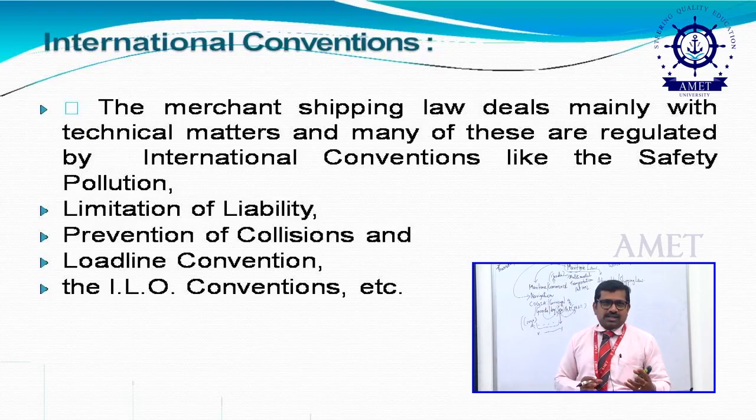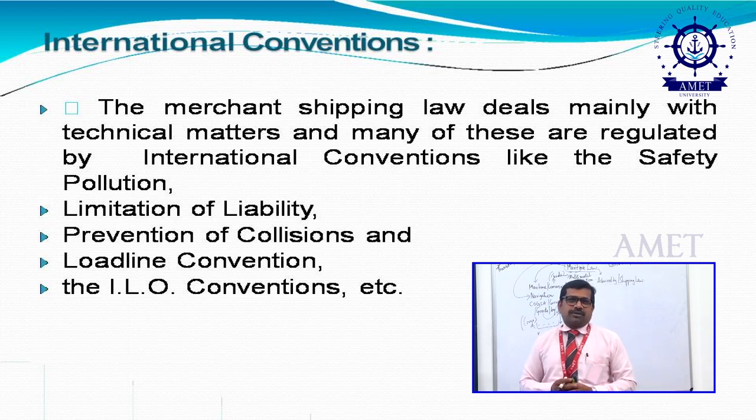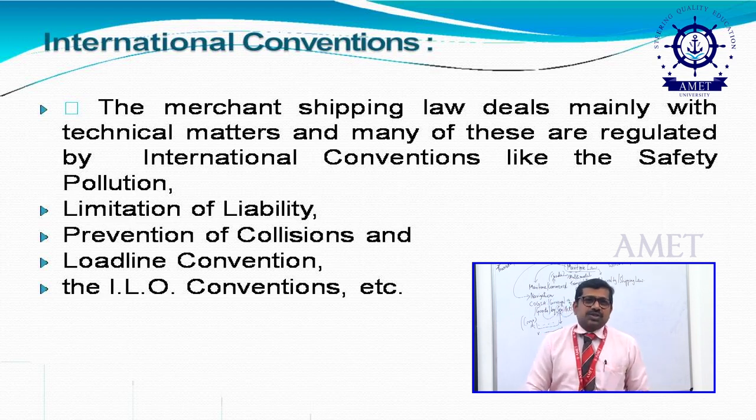The first one is safety and pollution. The second one is limitation of liability: what type of liability will be presented here as per the Limitation of Liability Act? The third one is the prevention of collision. The meaning of collision is where two ships collide with each other. The next one is the load line convention, and the last one is the International Labour Organization conventions. All these are most important and need to be present in the maritime law commonly for our country, where we have already entered into agreements with other countries, called international conventions.